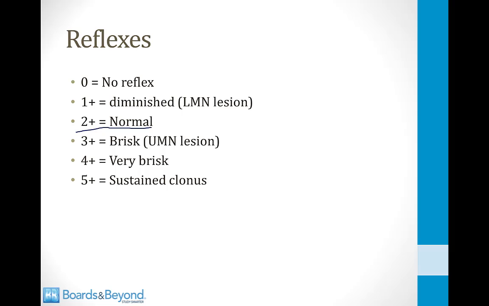Now importantly, we'll talk about this in other modules, but when you have a lower motor neuron lesion, you get diminished reflexes, and that will be described for you in board questions as a 1+ reflex. When you have an upper motor neuron lesion, you get brisk reflex, or sometimes called hyperreflexia, and this will be described in a question as a 3+ reflex. So become very familiar with this scale so that when you're told what the reflex is on a number scale, you can tell whether it's diminished or brisk.